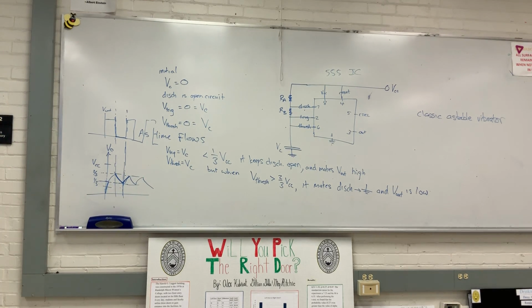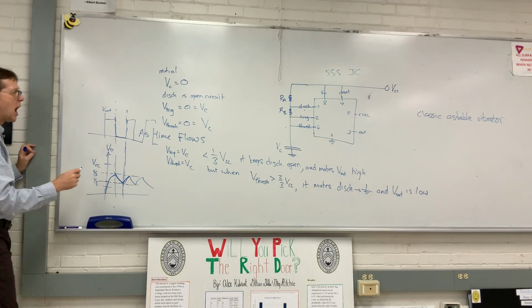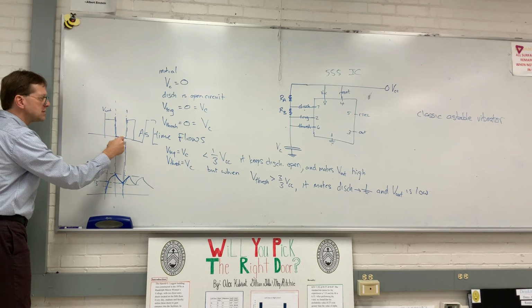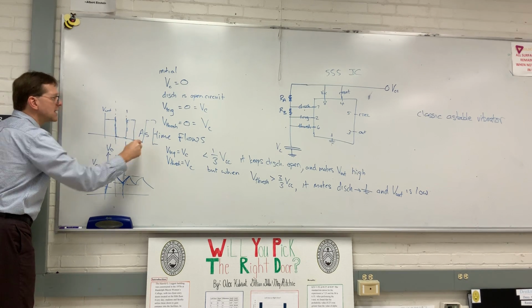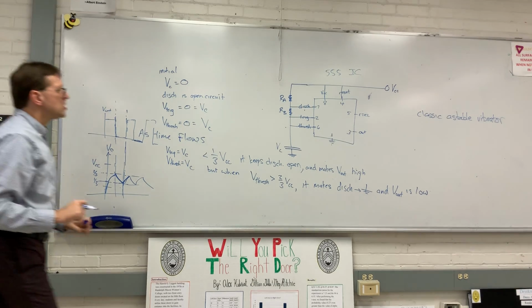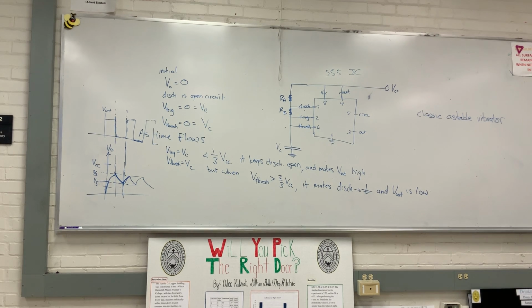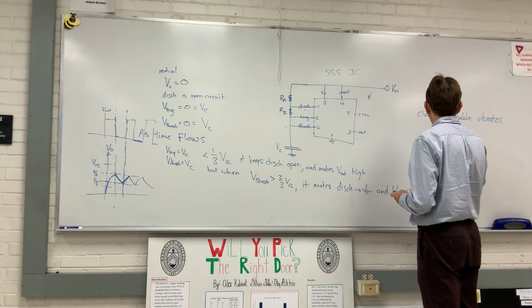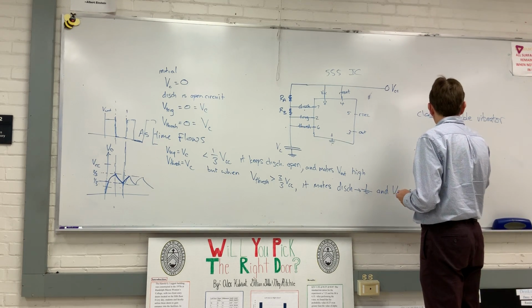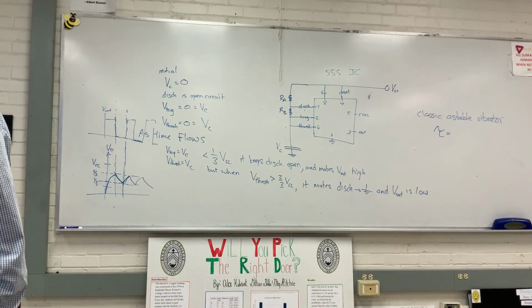I drew this as sort of a symmetric charging and discharging, but it's not, because how long it's charging and how long it's discharging is going to depend on RA and RB. So I'm going to skip the derivation of the RC circuit, which I would normally do at this point, and just remind you that the time constant for an RC circuit is RC.